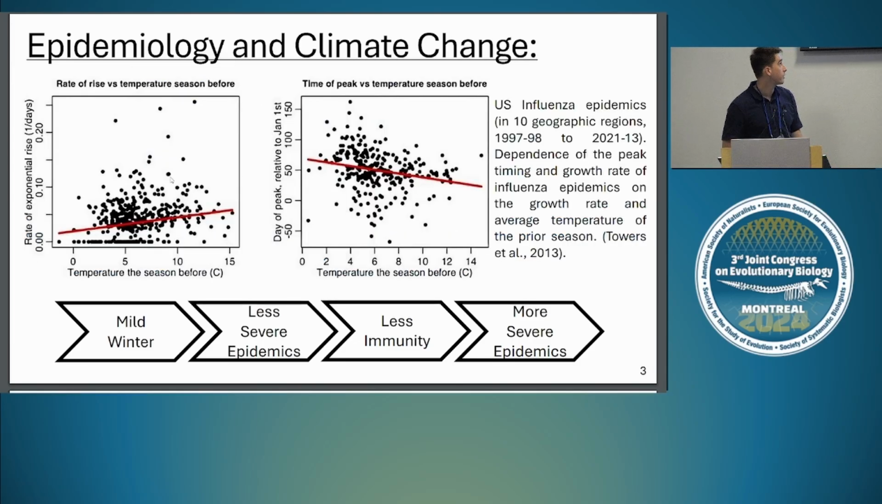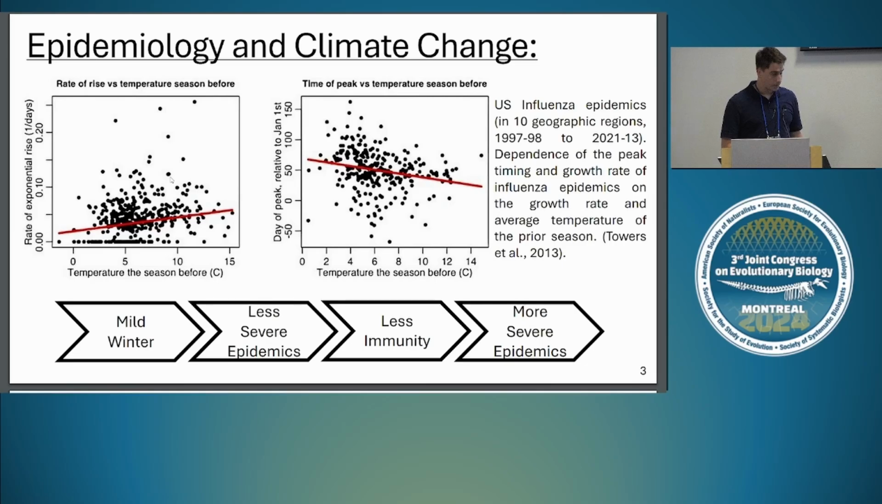The way they showed this is with a correlation between the temperature the season before and, on the left panel, the rate of exponential rise, which is the rate of propagation of the epidemic. So the warmer it is the season before, the faster it spreads. On the right, you have the temperature the season before compared to the day of peak. So the warmer it is the season before, the shorter the time to reach the peak of the epidemic.